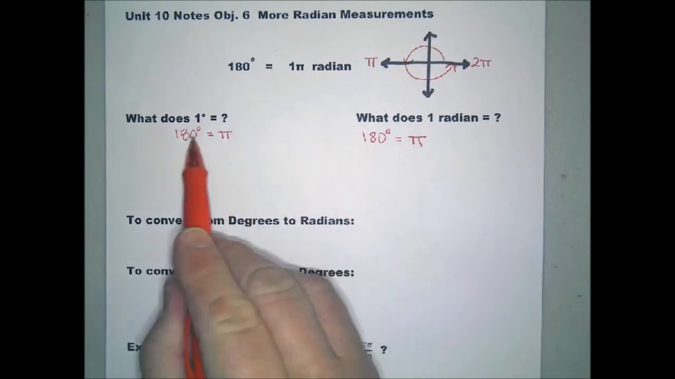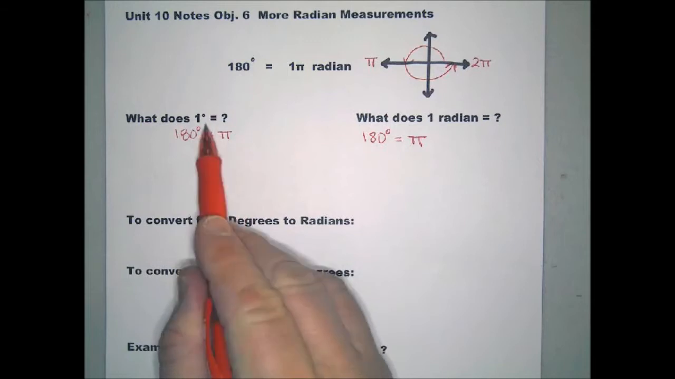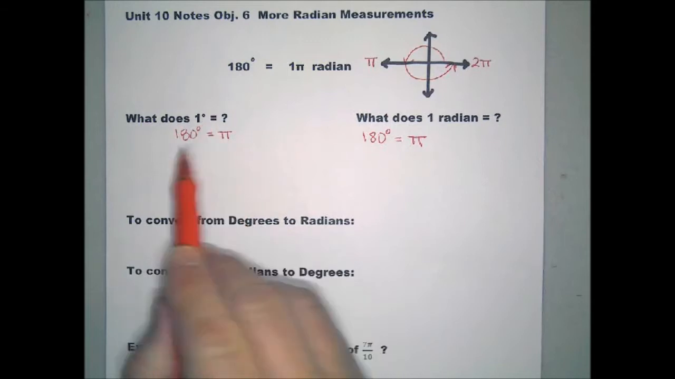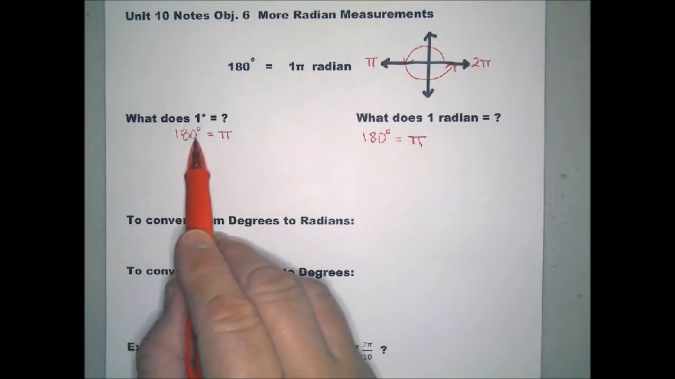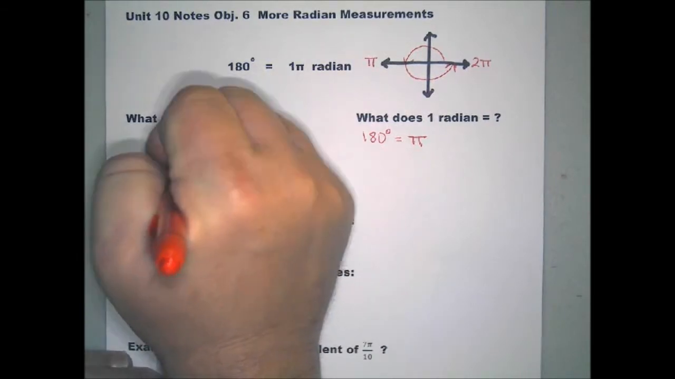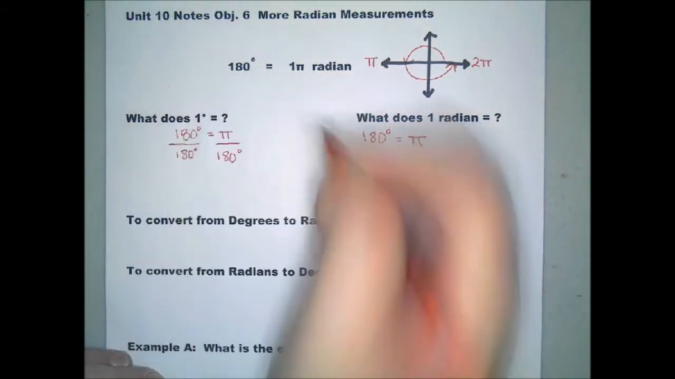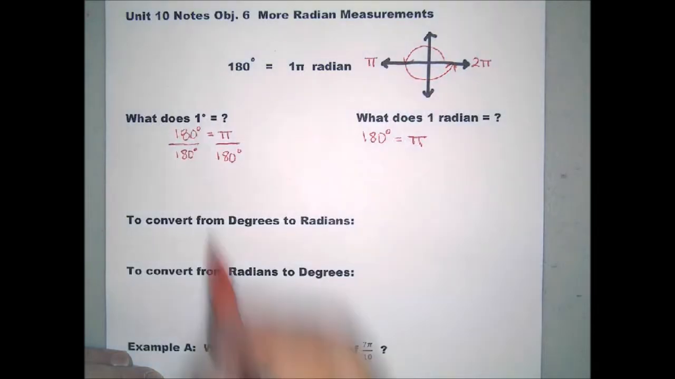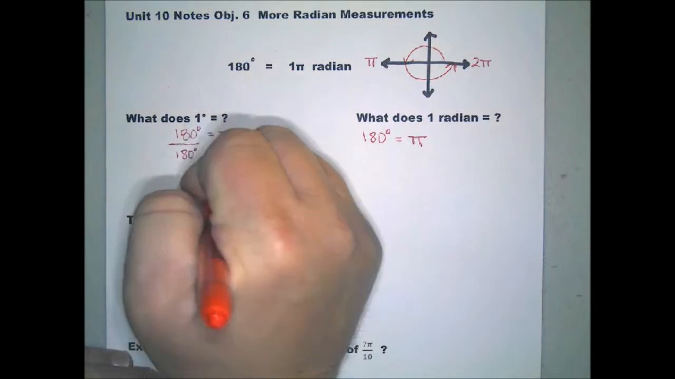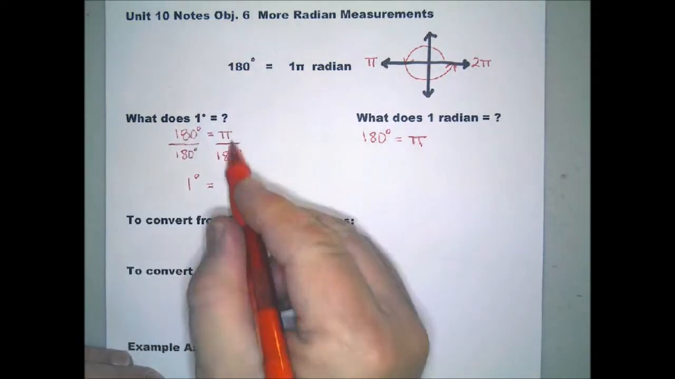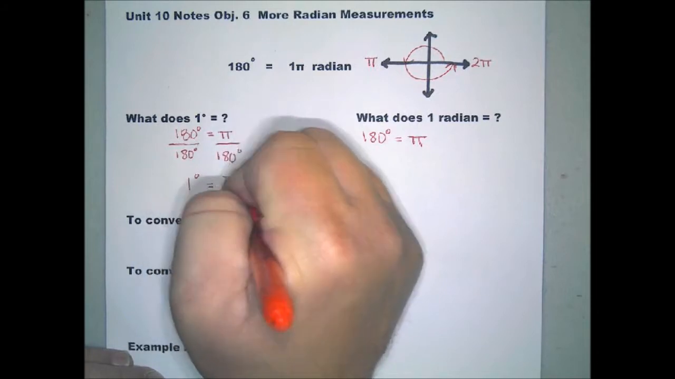So, if 180 degrees equals 1 pi radian, what is 1 degree? Well, all I want to do is turn this 180 into a 1, and that means I divide by 180 degrees. I'm just doing some simple little algebra here. Now, what that makes is 1 degree equals pi over 180 radians.